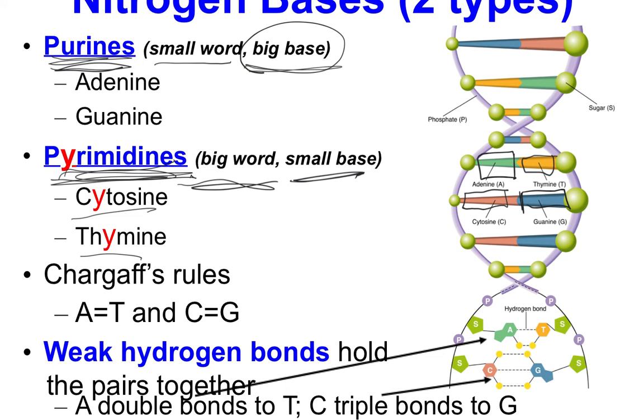Chargaff's rules imply that adenine and thymine pair up and cytosine and guanine pair up. They're held together through these weak hydrogen bonds, and they hold together in pairs. Now, adenine double bonds to thymine, and then cytosine has a triple bond to guanine.